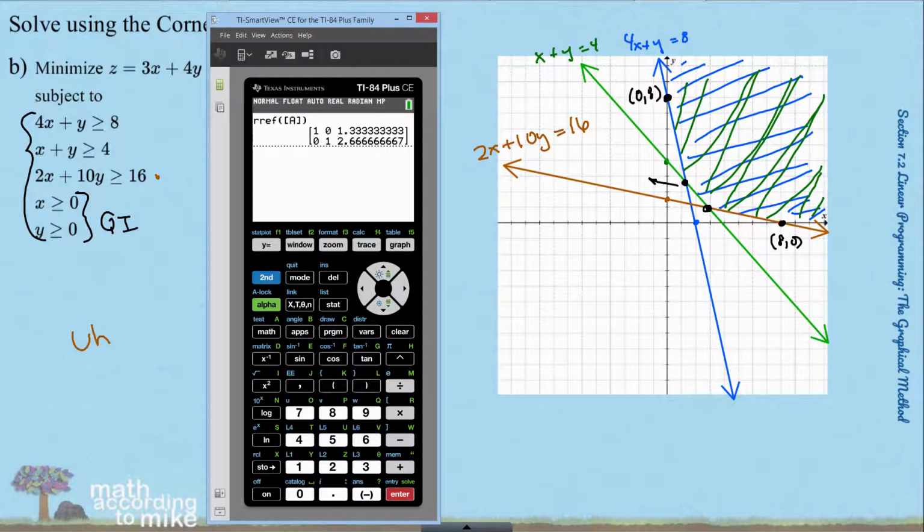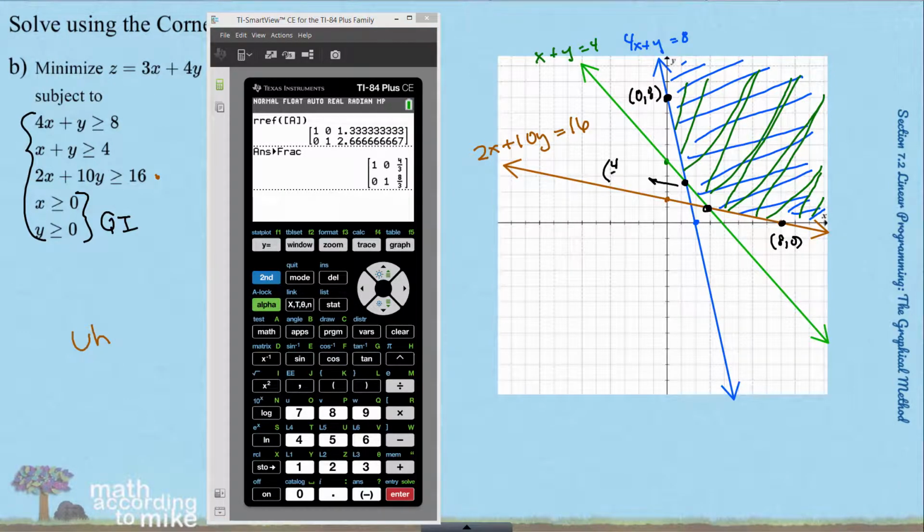So the blue and the green intersect at, oh my gosh, decimals. Don't freak. Go to math, convert to fraction. The ordered pair, 4/3, 8/3. Cute. Now we need the caramel and the green.